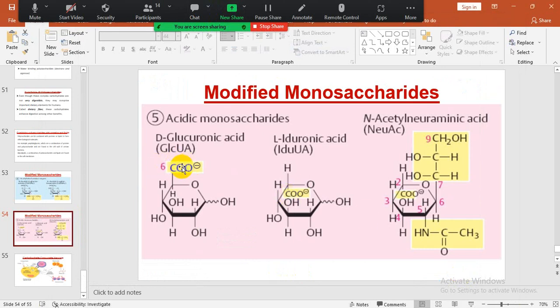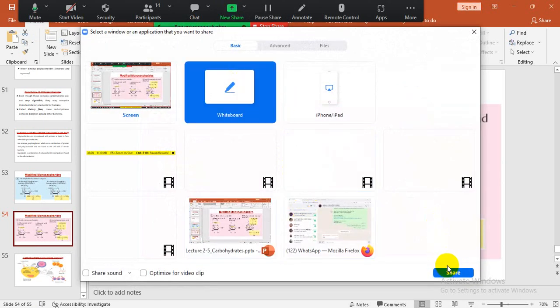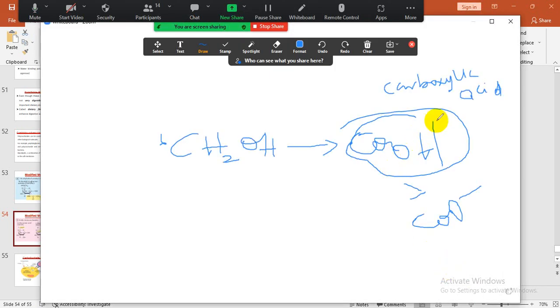So this is what? A carboxylate. So the proton has left. The proton is not there. This is the proton on the whiteboard. So when it leaves with the positive charge, it will leave something like this. So this is a carboxylate. And this is carboxylic acid.